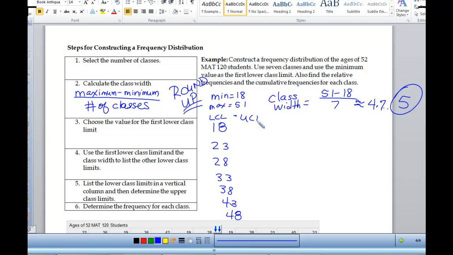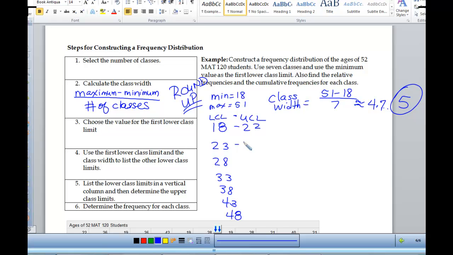Now we need to come up with the upper class limit. Everybody with me? Okay, good. To get my upper class limit, I'm just going to use a little deduction here. This class starts at 18 and the next one starts at 23. So this class must stop where? 22. And still, I can use that class width to get the other upper class limit.